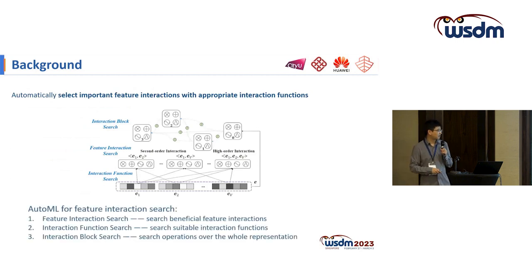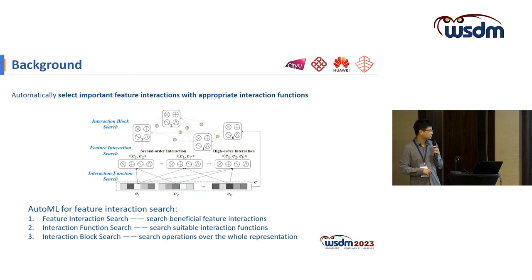So there are three different topics in this part. The first is feature interaction search. It means we have a lot of different feature interactions, and we want to identify the beneficial ones and filter out useless ones. And the second topic is interaction function search.